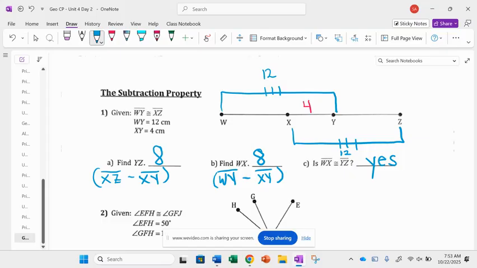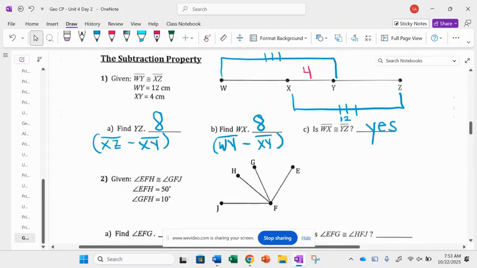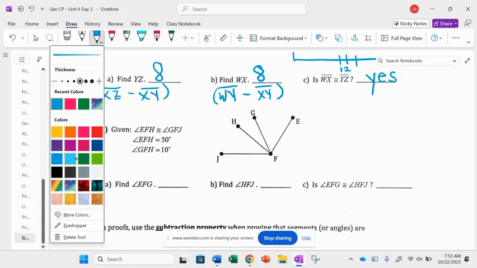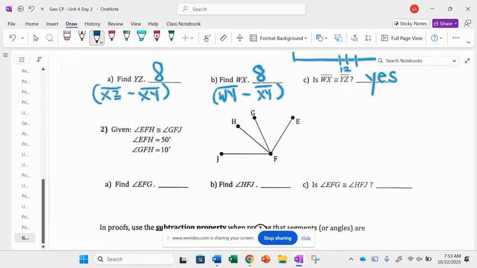It's the same idea with angles. So going on to this next one. We have angle EFH, this big angle right here, congruent to angle GFJ, this big angle over here. They're saying EFH is 50, which means GFJ is also 50. And then GFH is 10.